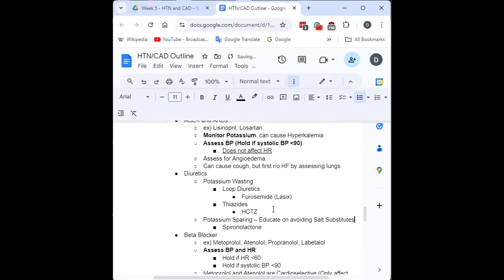Not inherently fully avoiding, but limiting your potassium. Loop diuretics educate potassium rich foods.